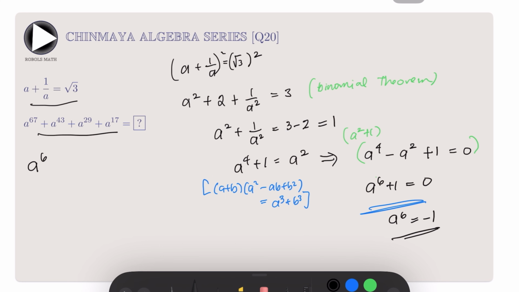Note that a to the 67 is a to the 66 times a to the 1. We made this a multiple of 6 because we have here a to the 6. So a to the 66 is equivalent to a to the 6 raised to the 11th power times a. Substitute the value of a to the 6, which is negative 1, times a. We get negative a here.